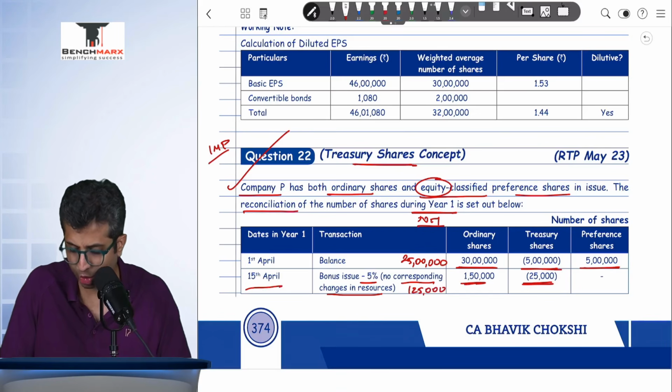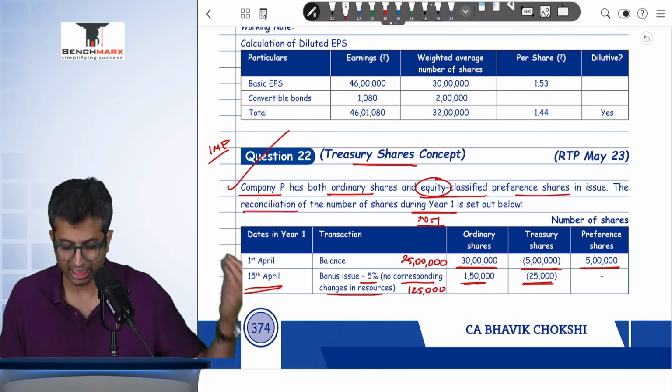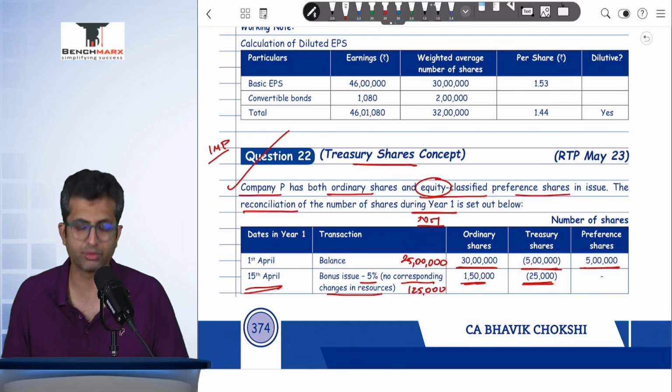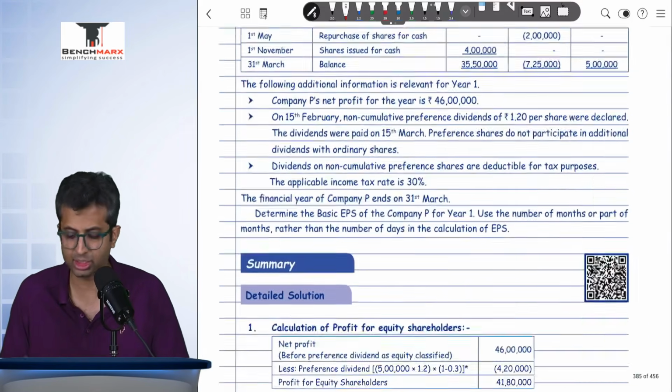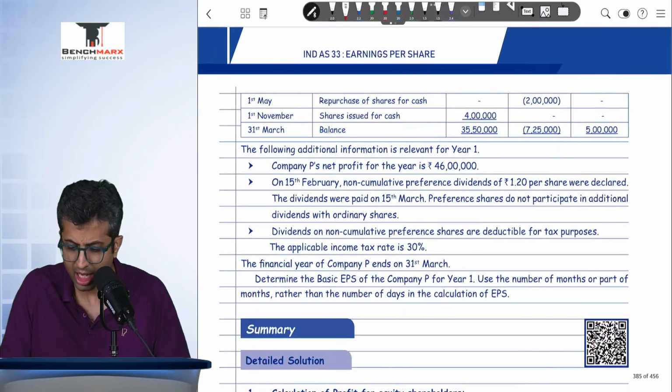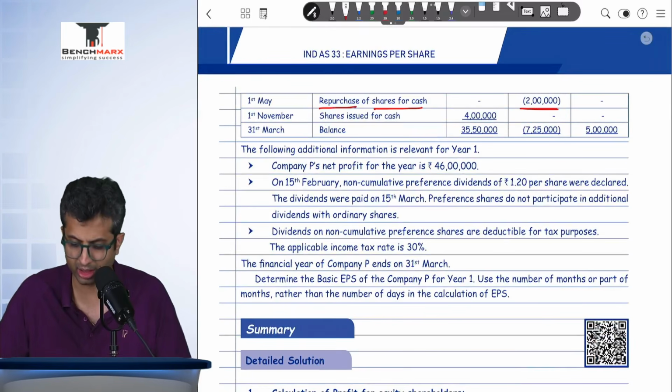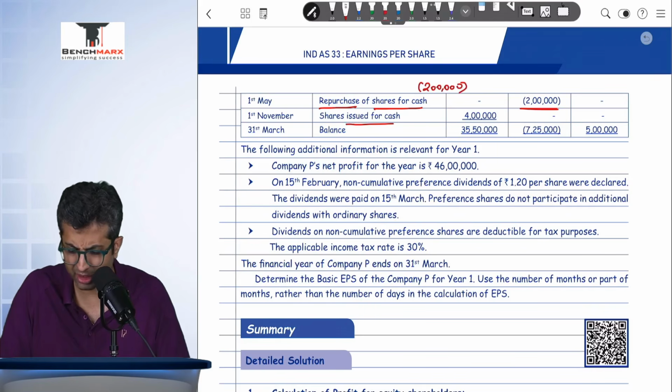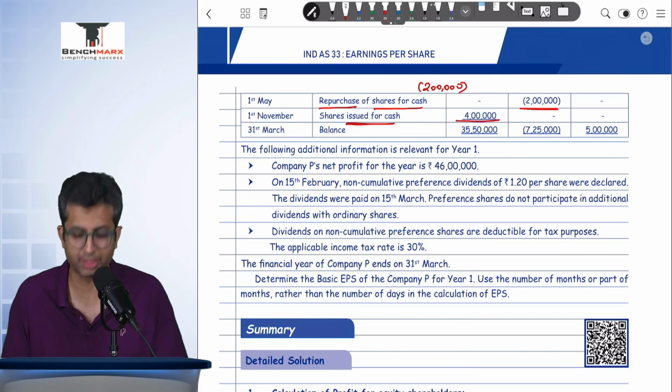Now, this may be issued on 15th of April. However, can I say they would be outstanding from the start of the year? And hence, we will take this 1 lakh 25 from the start of the year. If there's a repurchase of shares for cash, this is a further buyback on the treasury shares, and hence you will subtract 2 lakh shares. And then there are fresh shares issued for cash of 4 lakhs. So, there is a lot of action happening over here.